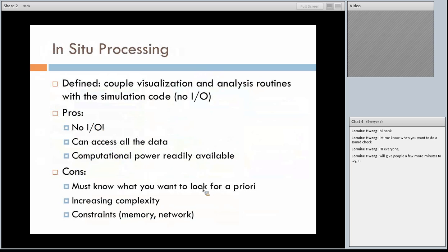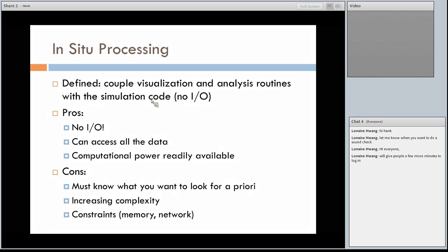So I do want to comment that for both of these problems, for the I/O bandwidth problem and for the data movement problem, in situ processing is a solution. And so in situ processing is really a key concept going forward when you're talking about HPC and visualization. And so the idea behind in situ processing is that you couple the visualization and analysis routines with the simulation code. So there's no I/O. And so you don't write data to disk.